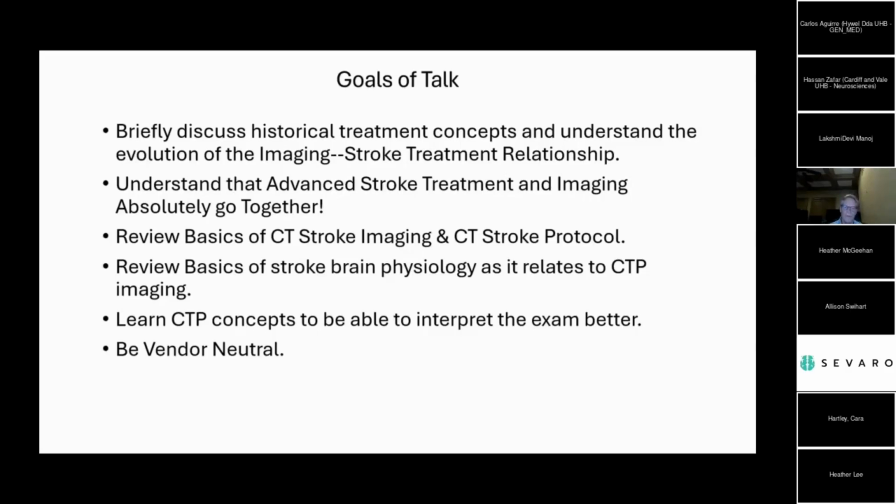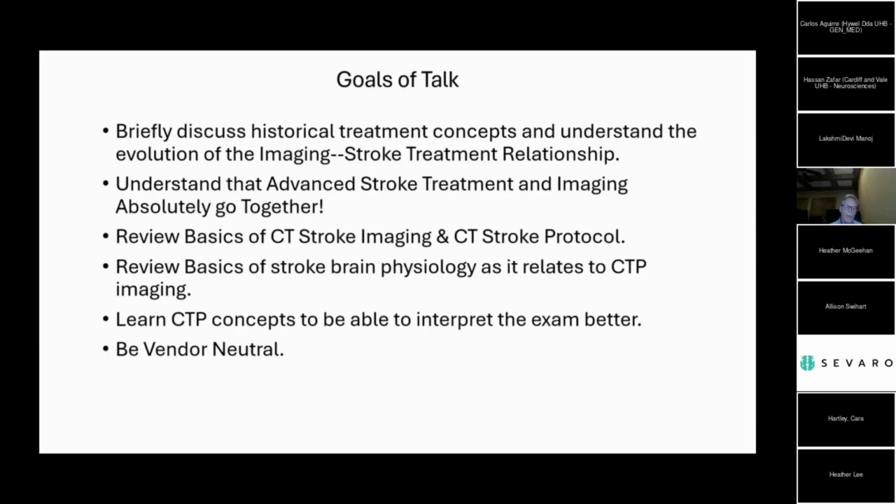We're going to talk about the basics of stroke brain physiology, and then we're going to try to relate or tie it to the CT perfusion images. We're going to talk quite a bit about CT perfusion concepts so that you guys can better interpret the examination. And that's kind of the main part of the lecture, in my opinion.